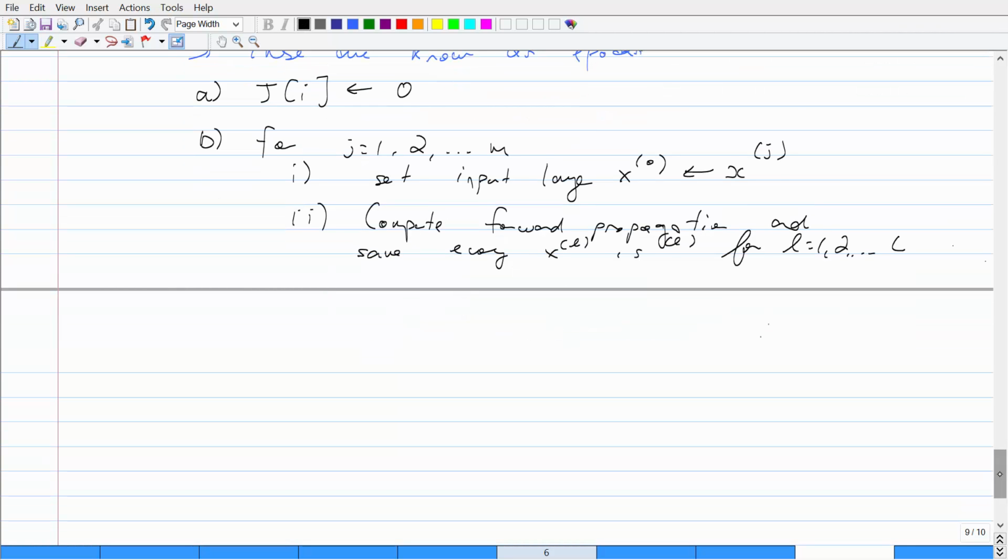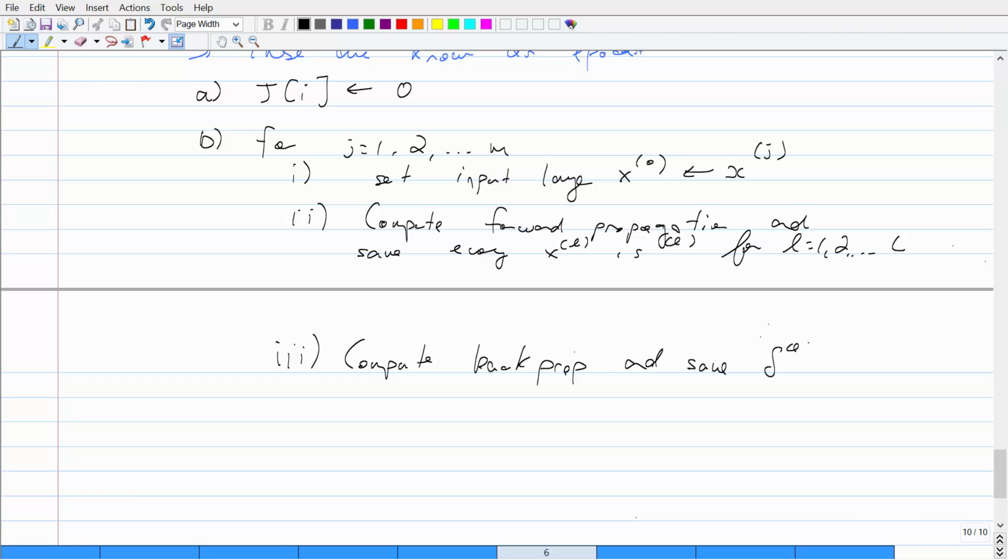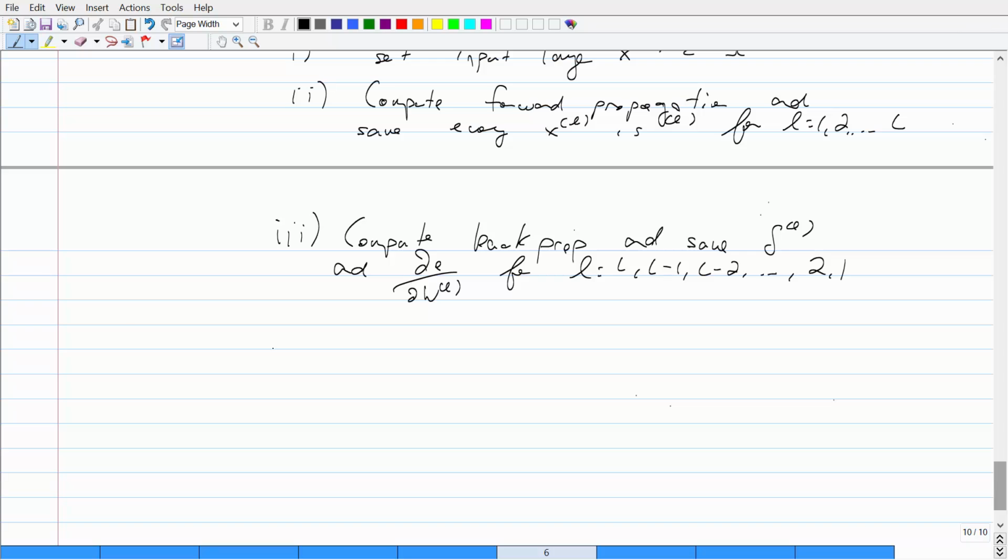Okay, so compute forward propagation, and now that you've computed it, you need that to compute backpropagation to get the gradient updates. I'm going to shorten it to backprop because that's also an accepted term, and save all the sensitivity vectors, okay? As well as finally the gradient updates for the output layer, then the next layer, all the way down to the last one, okay?